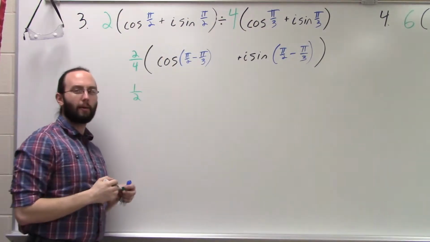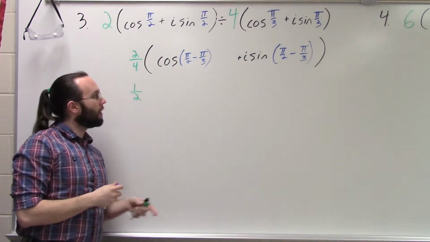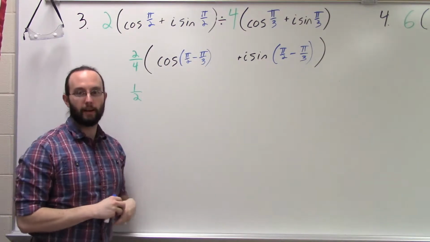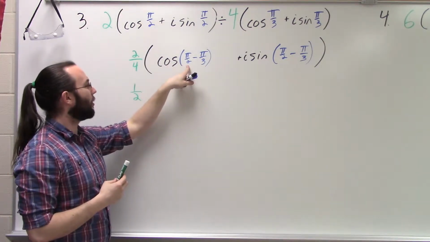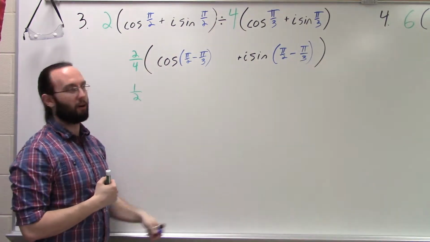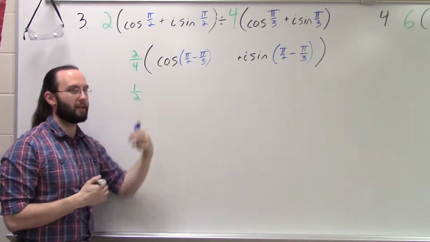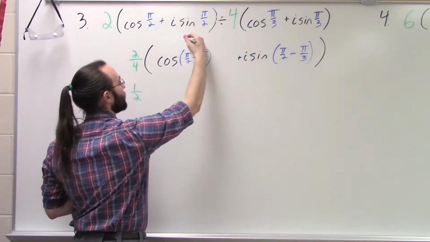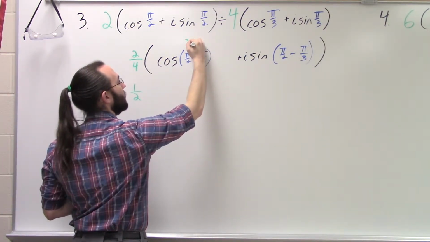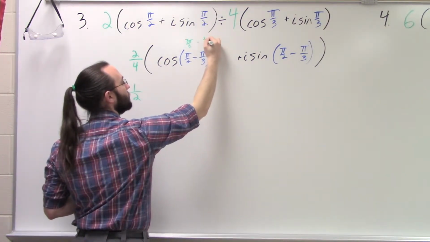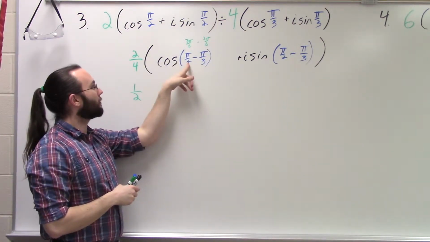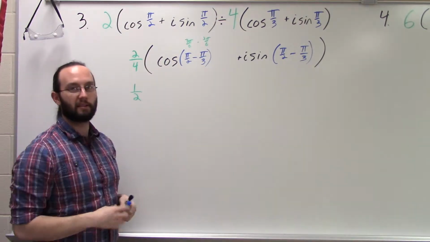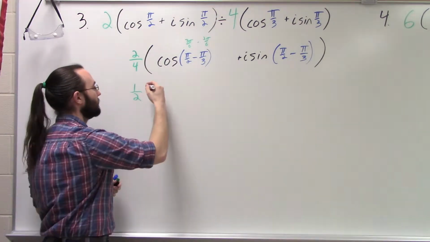And now we have to play around with fractions just a little bit. Pi over 2 minus pi over 3, we do not have common denominators yet, so we can get them by multiplying the left fraction by the denominator of the right, and the right fraction by the denominator of the left. That'll give us 3 pi over 6 minus 2 pi over 6. So again, just getting common denominators there. 3 pi over 6 minus 2 pi over 6 leaves us with 1 pi over 6.